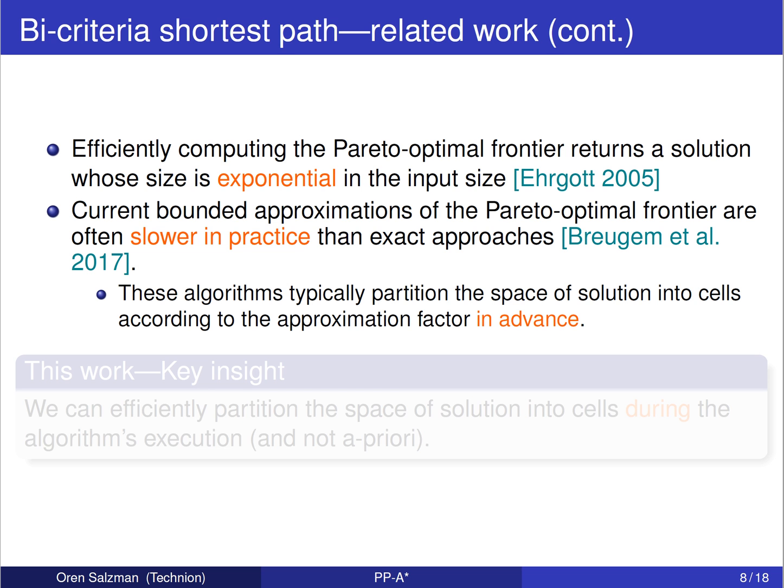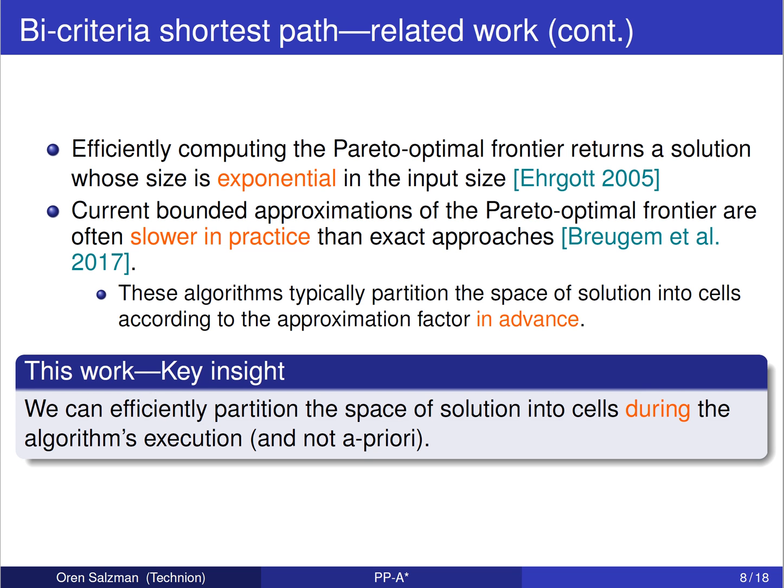And very roughly speaking, this is because these algorithms typically partition the space of solutions into cells according to the approximation factor, and I'm going to formalize what this approximation factor means in a second. But this partition is done in advance, and this means that it has to be overly conservative. The key insight that motivates this work is that we're going to take an approximation scheme, but we can efficiently partition the space of solutions into cells during the algorithm's execution and not a priori. And this is quite technical, and I'm going to give you some flavor of our work and refer to the paper for more details.